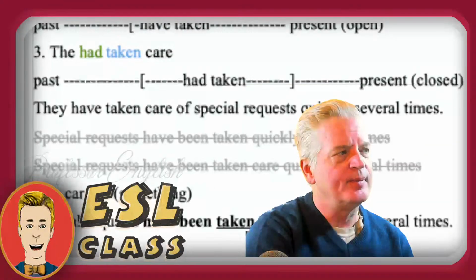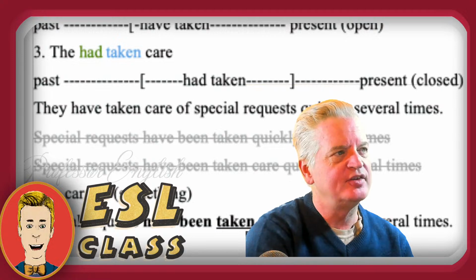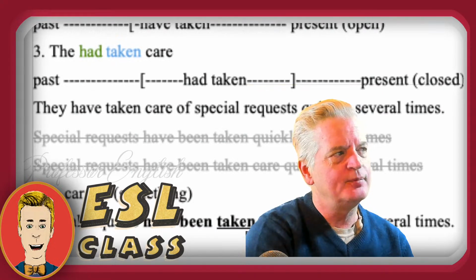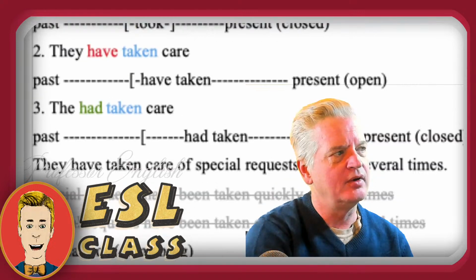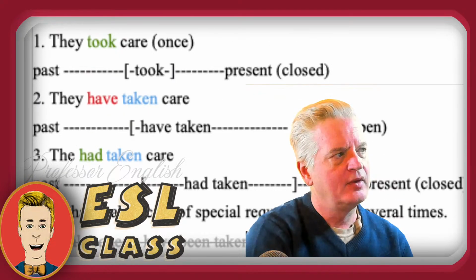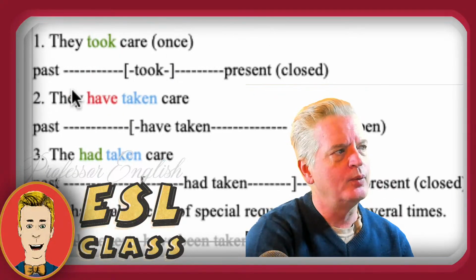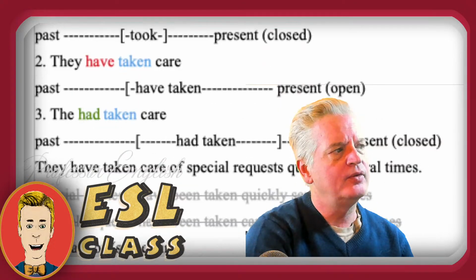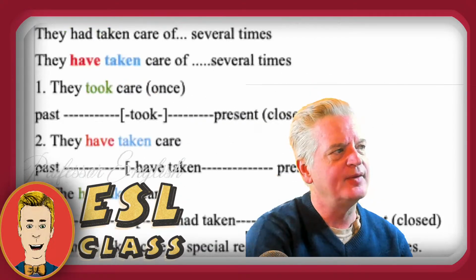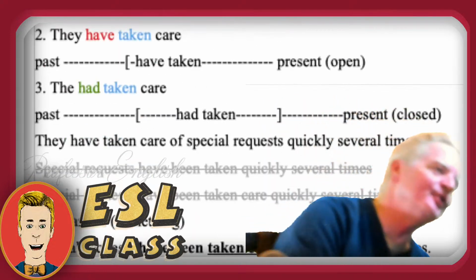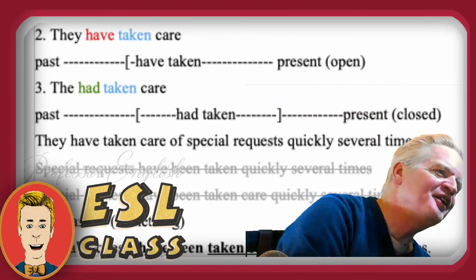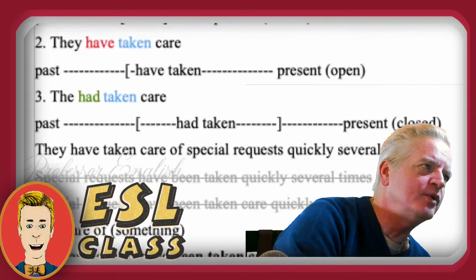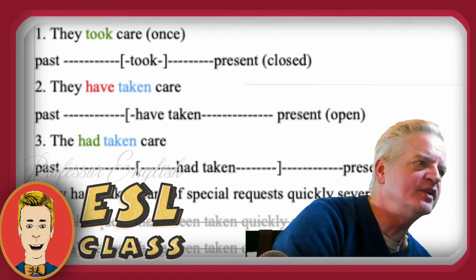And I don't remember why we started talking about past perfect. Maybe he suggested that. And the difference between, let's see if we can put all of these on the screen. The difference between number 1, they took care of, because I'm in the way. Let me see if I can move. Number 3 is also closed. So number 1 is closed, and number 3 is closed.